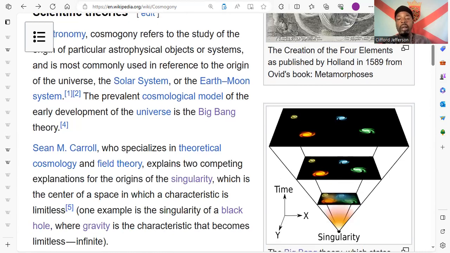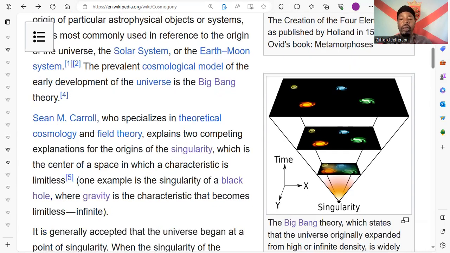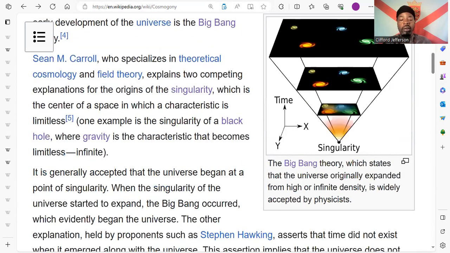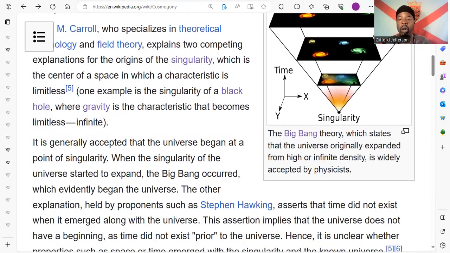Sean M. Carroll, who specializes in theoretical cosmology and field theory, explains two competing explanations of the origin of singularity, which is the center of space in which a characteristic is limitless. One example is the singularity of black holes, where gravity is the characteristic that becomes limitless, infinite. All right, that's the point we're trying to get to. That's the purpose of us being here.